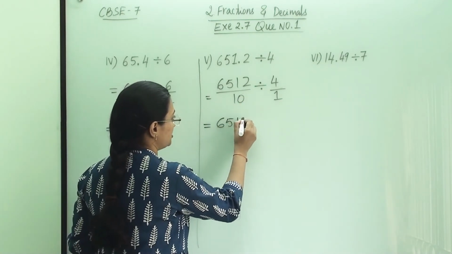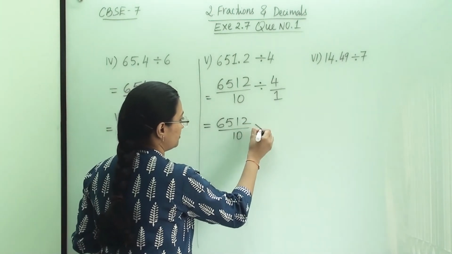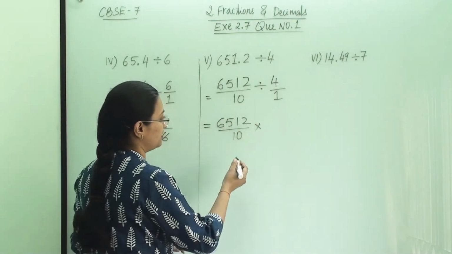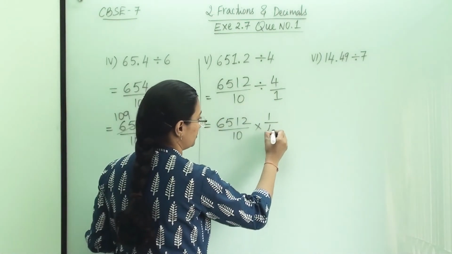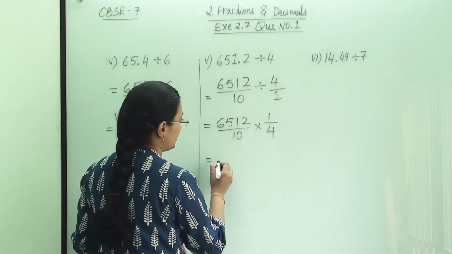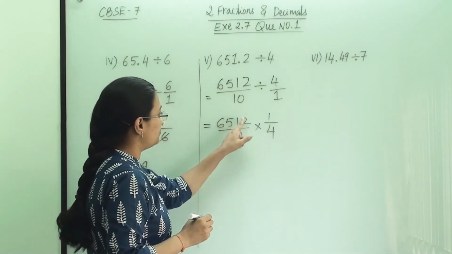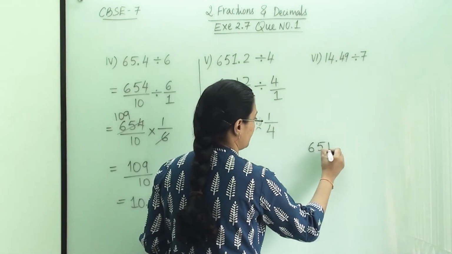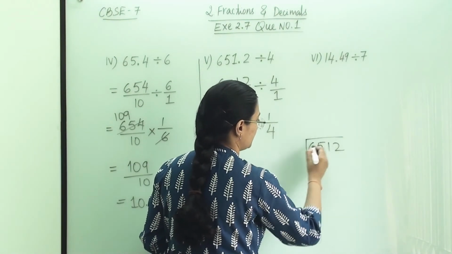Now we have to change two things. That first we will change the sign, that we are converting division sign into multiplication sign, and this fraction we are converting it into its reciprocal. So 4 by 1 has become 1 divided by 4. Now we have to check that whether this number we can divide with 4 or not. So 6, 5, 1, 2 in division with 4.